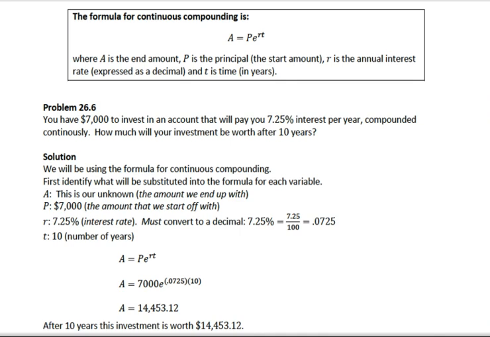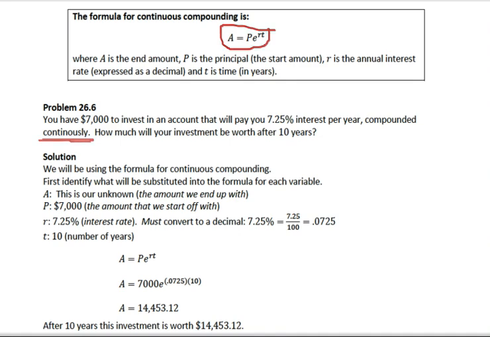So let's look at the problem. You have $7,000 to invest in an account that will pay you 7.25% interest per year, compounded continuously. Whenever you see continuous compounding, you just make use of this formula. How much will your investment be worth after 10 years?